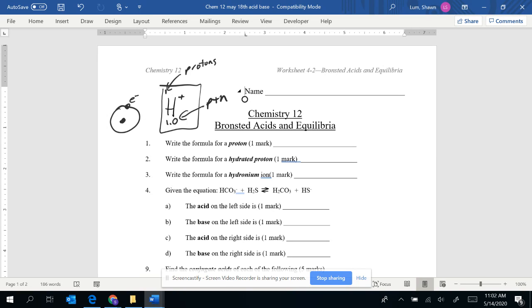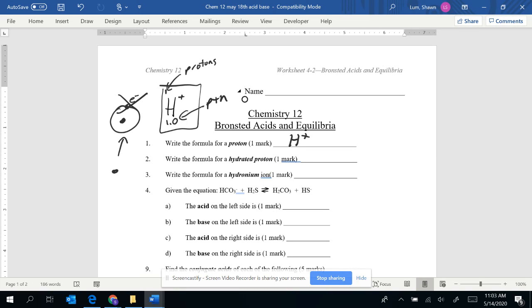So if you want to write the formula for a proton, all you have to do is write the formula for a hydrogen minus that electron. If you take away that electron, then you're just left with that. In other words, if here's a hydrogen and you take away that electron, you're just left with a positive right there. So H plus. That's the formula for a proton.